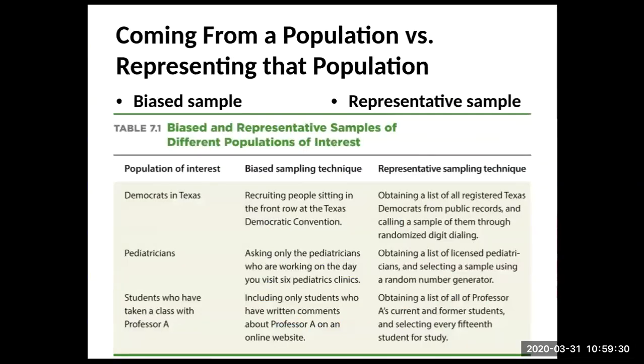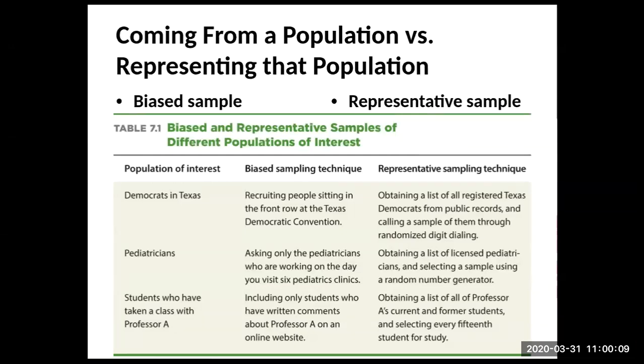So when we look at coming from a population versus representing that population, we have biased samples and we have representative samples. So let's take a look at the population of interest and then try to understand why a technique is biased, and an example of one that's representative and why it's representative. So if you are voting in a state primary, kind of like we did for Super Tuesday a few weeks ago for the Democratic or the Republican primary, to see who the main candidates for president will be, here's our population of interest.